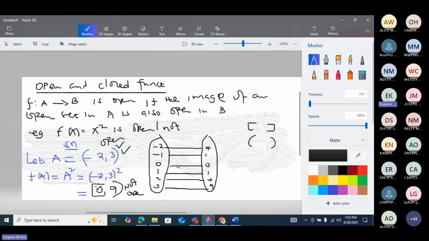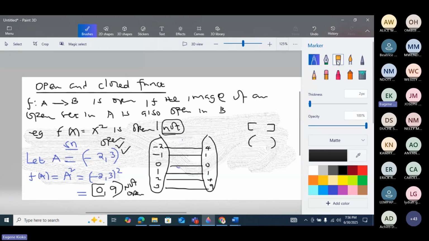Why? Because one side is closed. Therefore, what will be our conclusion? X squared is not open. Why? We have picked an open set, and it has given us a non-open one. It should be open to open, closed to closed.